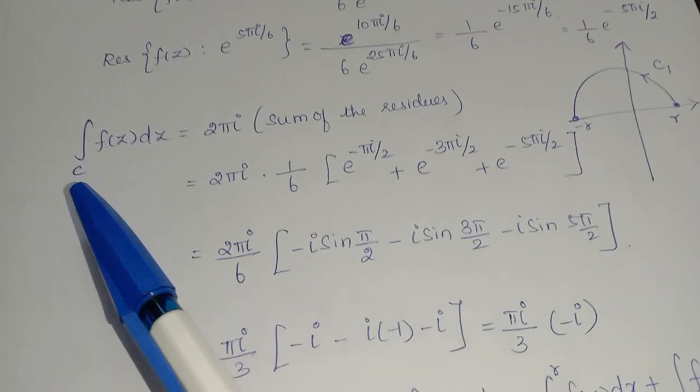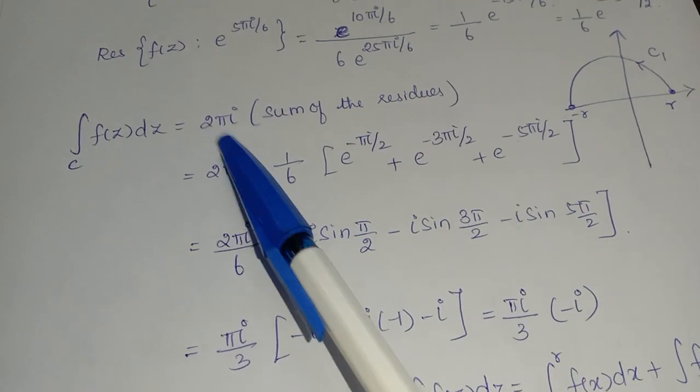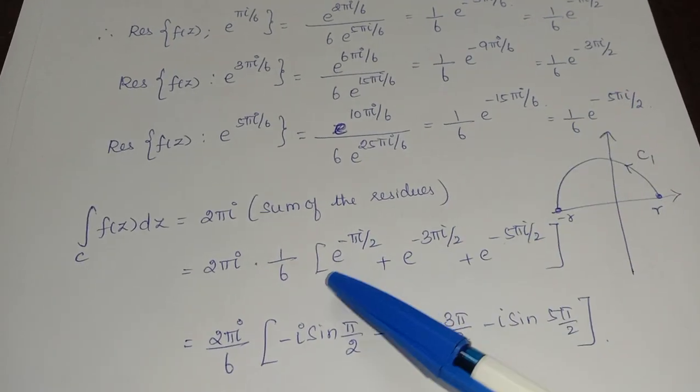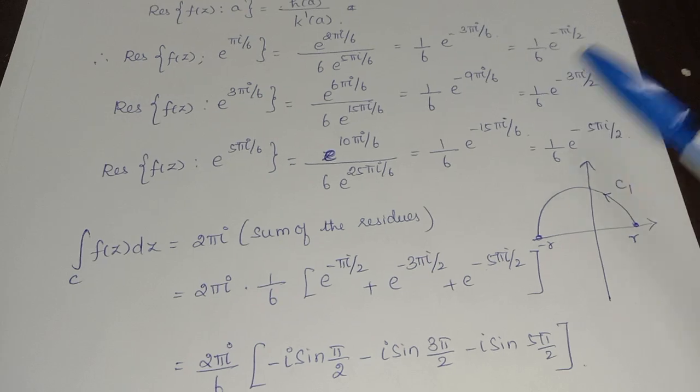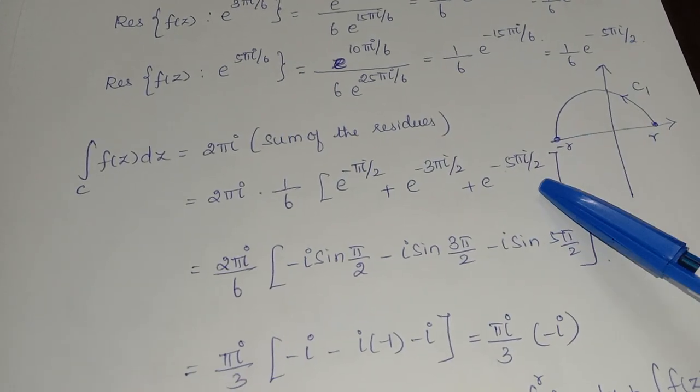So what's the formula? Integral over C of f of z dz is equal to 2 pi I into the sum of the residues. So 2 pi I into, these are the three residues. 1 by 6 is a common factor, take it outside. So e power minus pi I by 2 plus e power minus 3 pi I by 2 plus e power minus 5 pi I by 2.